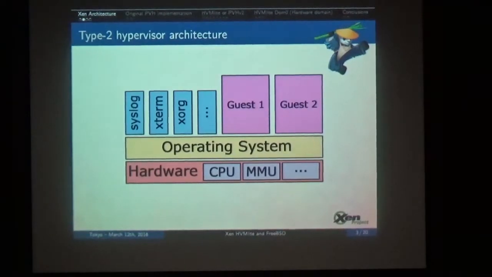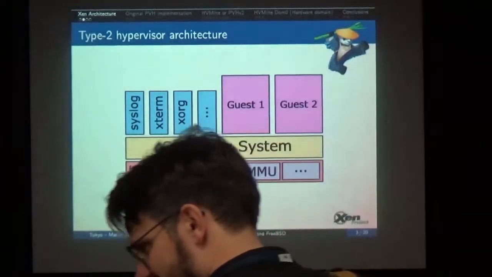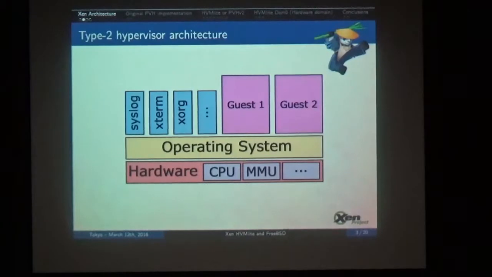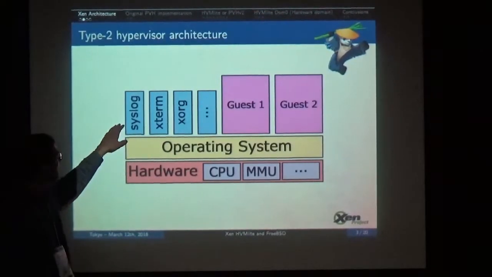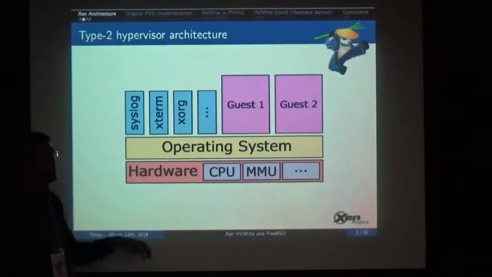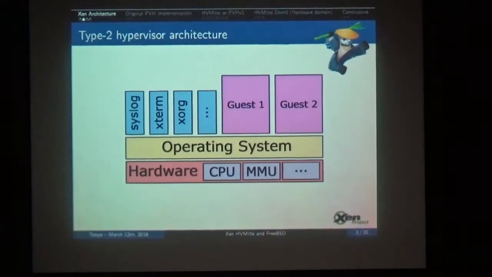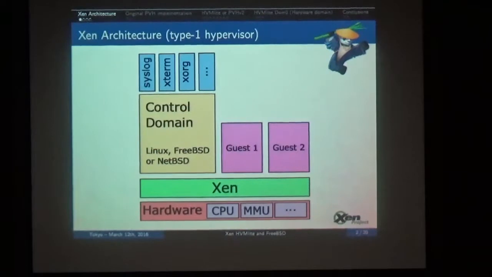I would like to note that there are some differences between the different kinds of hypervisors. For example, on a type 2 hypervisor, we can see that the guests and the tasks that run inside of the operating system compete for resources. On the other hand, on a type 1 hypervisor, the tasks that run inside of the control domain don't compete for CPU time or for memory or for anything with the other guests that are running on top of the hypervisor.